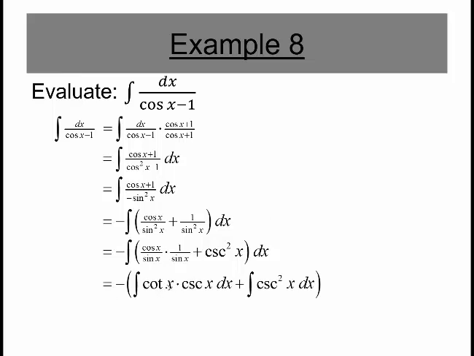This right here, cosine over sine is cotangent. 1 over sine is cosecant. So 1 over sine squared is cosecant squared x. Split it up into two integrals. And obviously, this first one, the integral of cotangent x cosecant of x, integrates as minus cosecant of x. And cosecant squared of x obviously integrates as minus cotangent of x.